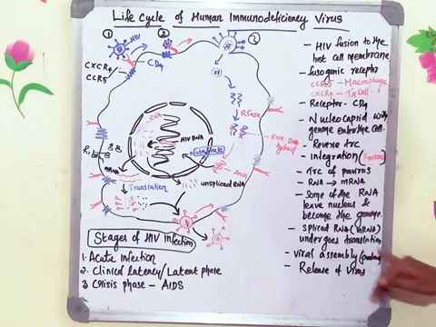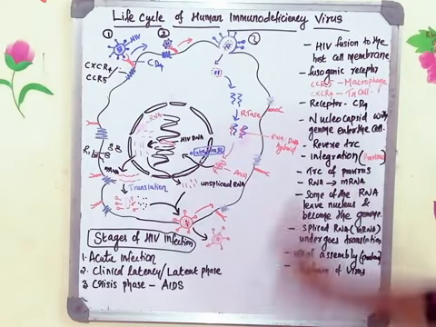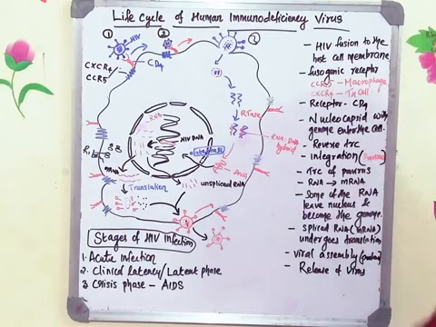Spliced RNA undergoes translation, viral assembly, and release of the virus. It's very easy. I think it is easy for all of you. Now we'll start with the stages of HIV infection.